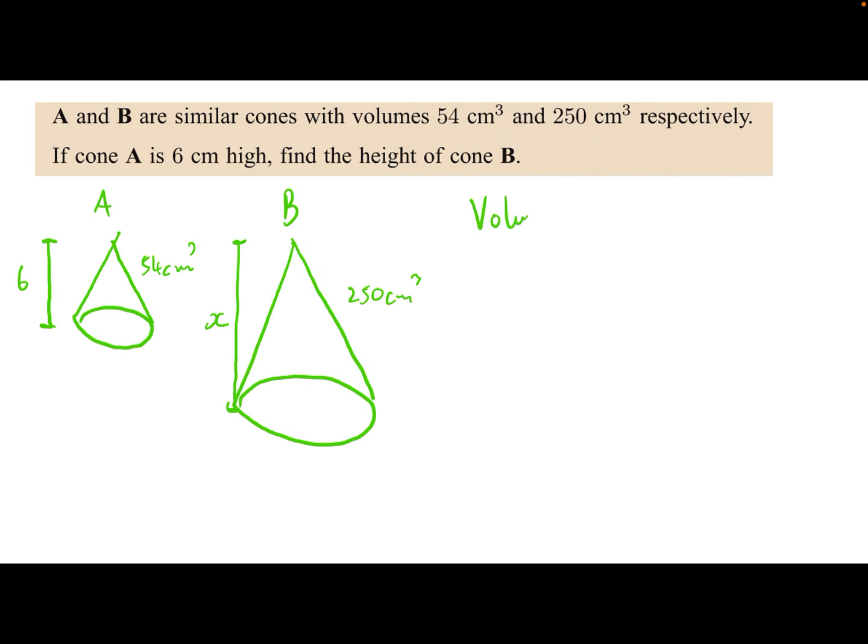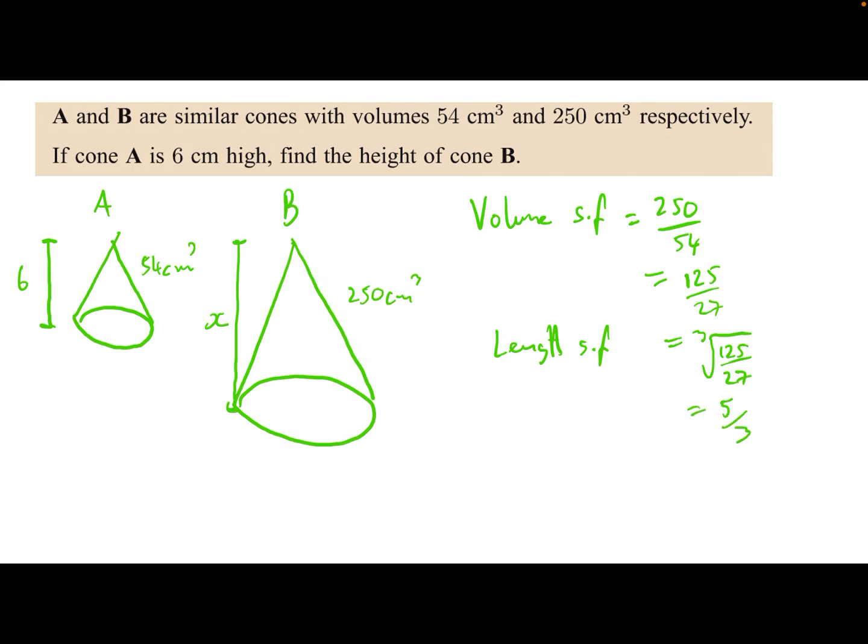We know the volume scale factor is 250 divided by 54. Let's use a calculator. 250 divided by 54, which equals 125 over 27. So the length scale factor is the cube root of 125 over 27, which is actually 5 over 3. Cube root of 125 is 5, cube root of 27 is 3. Let's just leave it like that. So that's the length scale factor.